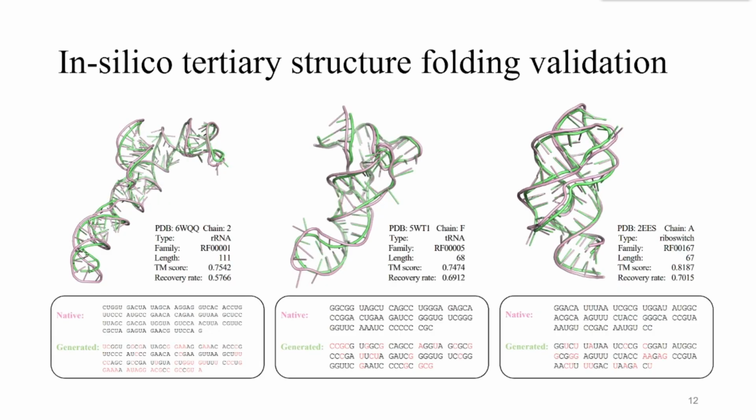As shown in the figure, RiboDiffusion generates new sequences that are different but still tend to fold into similar geometry. The performance for short-length RNAs is relatively poor, which is affected by the unsatisfactory recovery rate of our model and the limitation of the structure prediction tool itself.